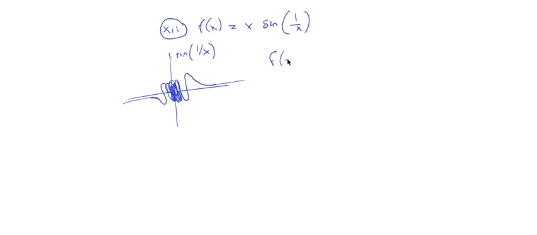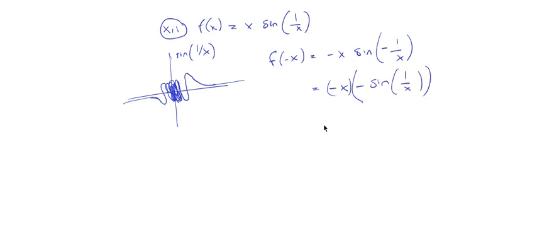Now, if you multiply this by x, the first thing is that the function now becomes even. f of minus x is just minus x times the sine of minus 1 over x. But the sine of minus 1 over x is minus the sine of 1 over x, because the sine is an odd function. So this is x times the sine of 1 over x, the same as f of x. So now this function becomes even.